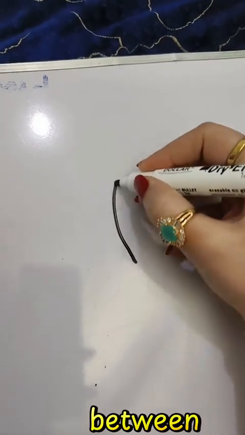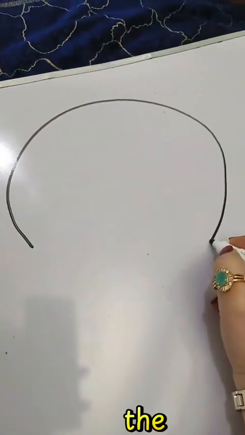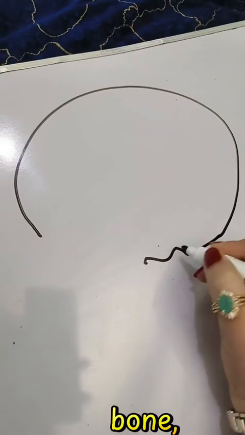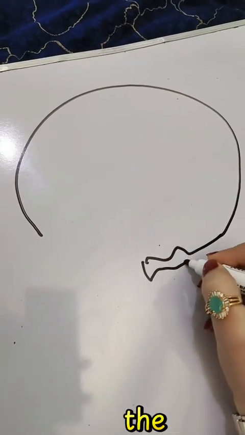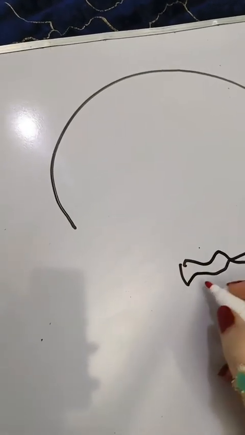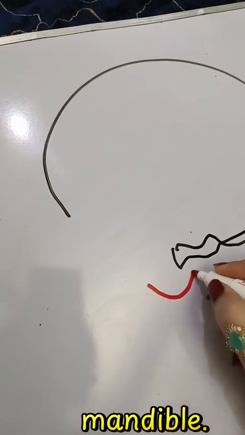This is formed between the articular fossa of the temporal bone, right? Articular fossa of the temporal bone and the head of the mandible.